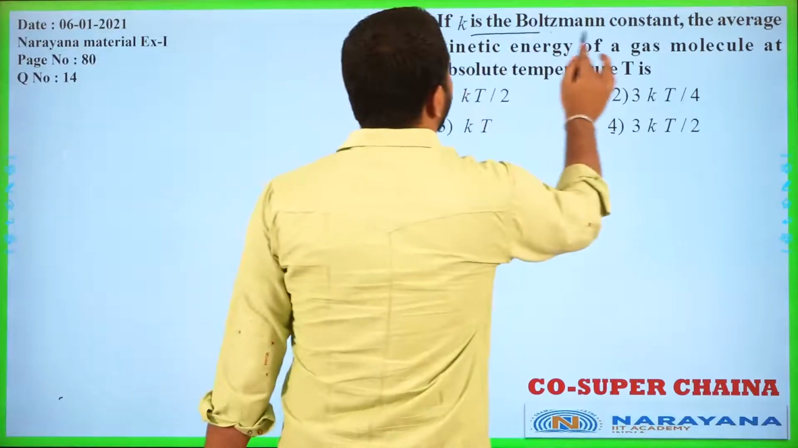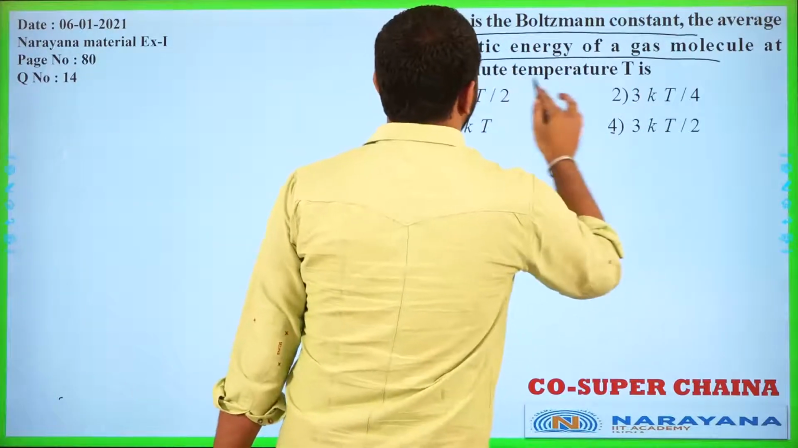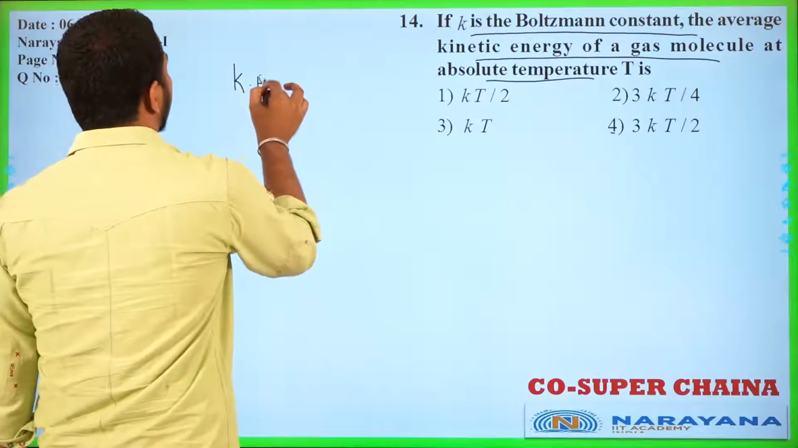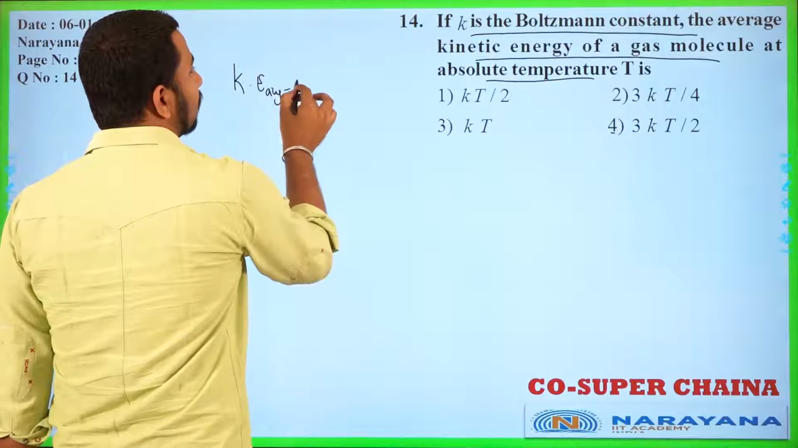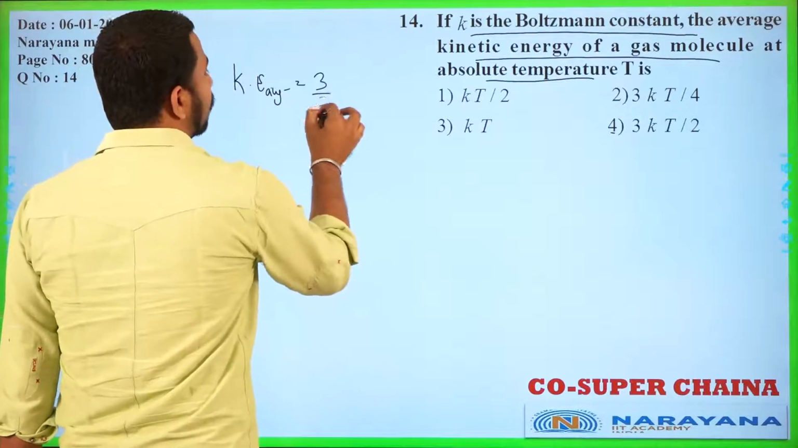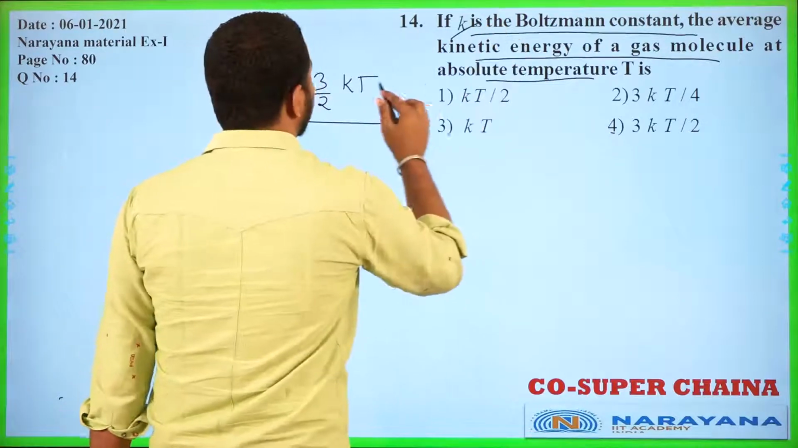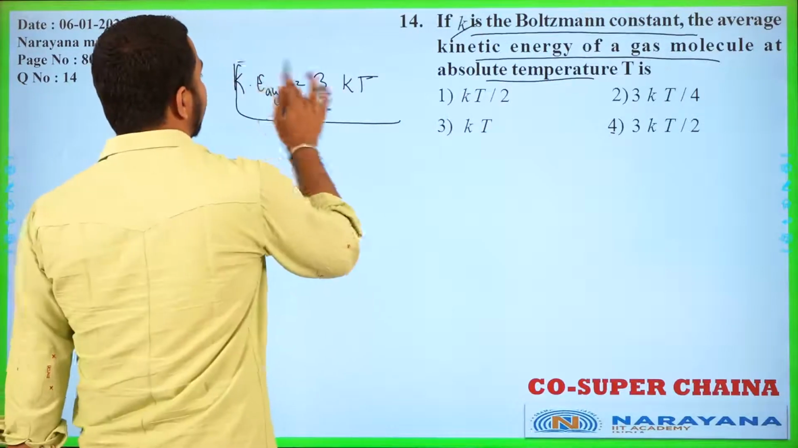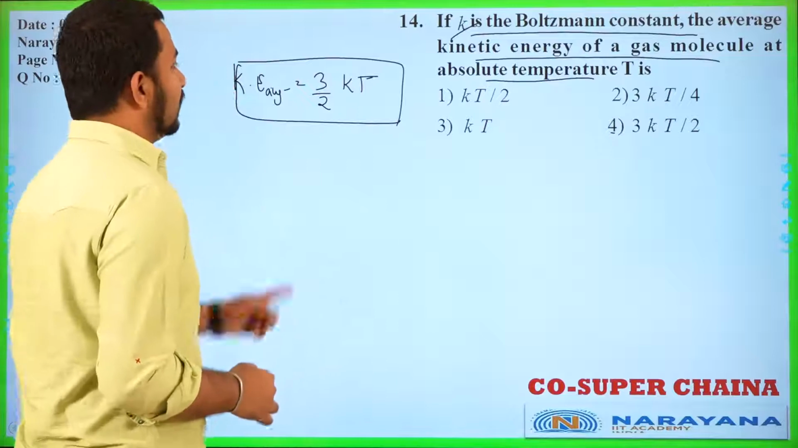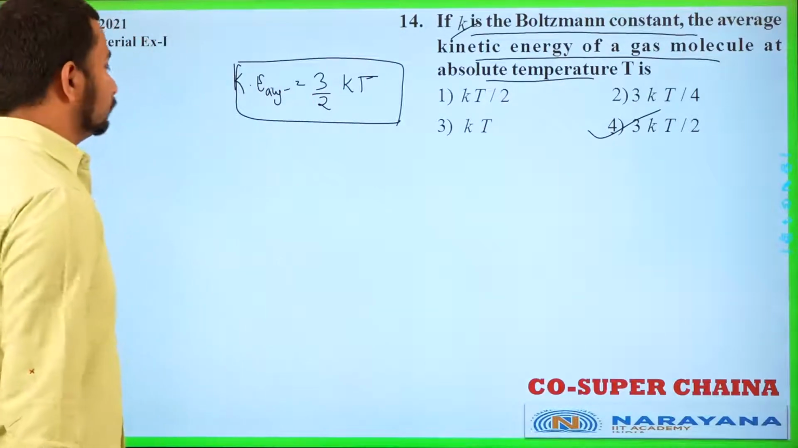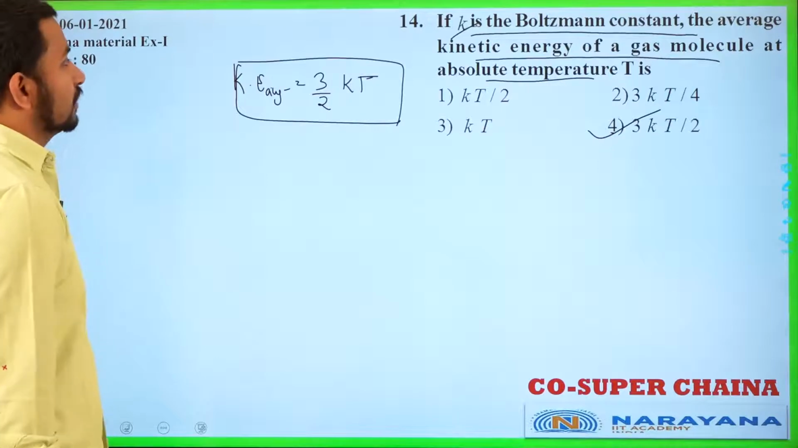If K is the Boltzmann constant, what is the average kinetic energy of the gas molecule at absolute temperature T? Directly here they are asking for the average kinetic energy, so it will be 3 by 2 kT, because K is the Boltzmann constant and you have to take the value of temperature as T. So this will be the answer of the question. Let's move to the next question now.